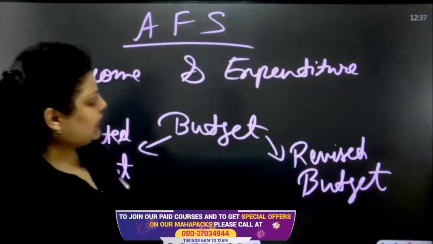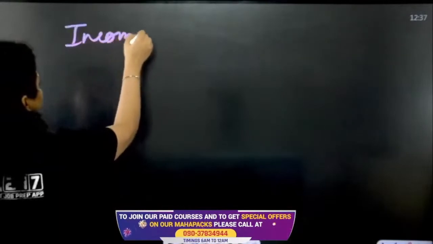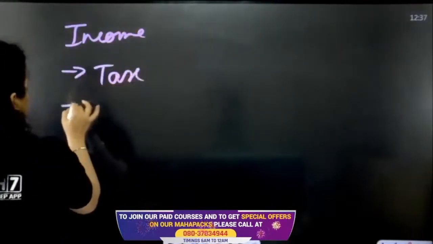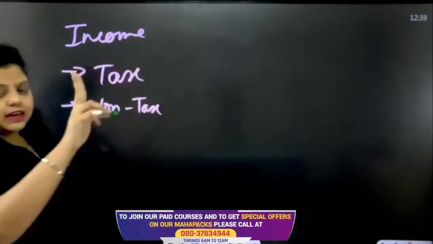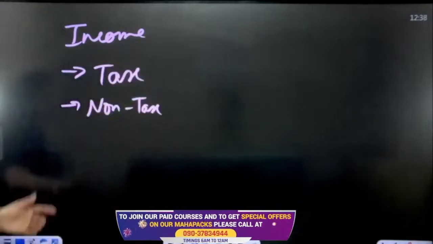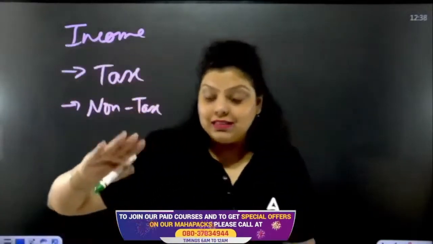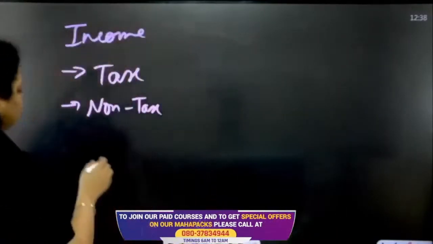Now apart from that, if we talk about budget, the sources of income for Government of India are of almost 4 types. First, government earns money from tax. Government also earns money from non-tax services. Tax means direct tax and indirect tax, both will be covered. In non-tax, fines, penalties, challans, etc. will be covered.